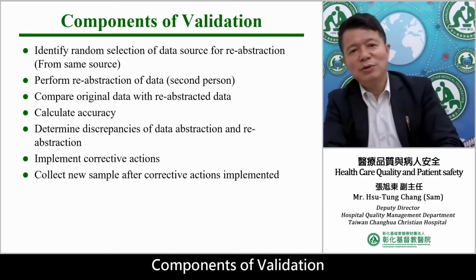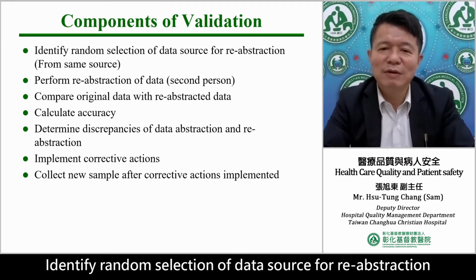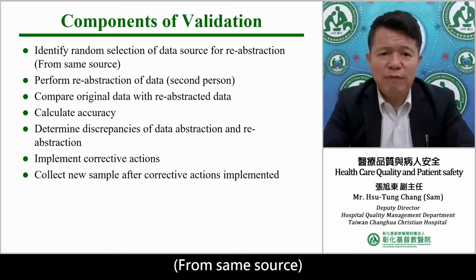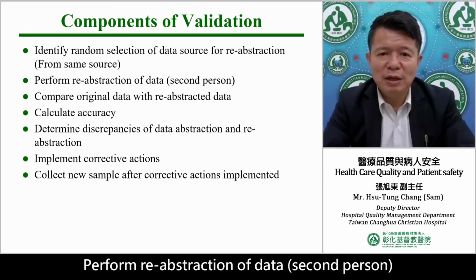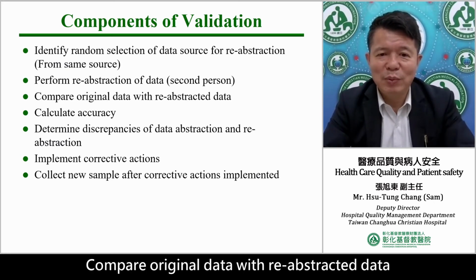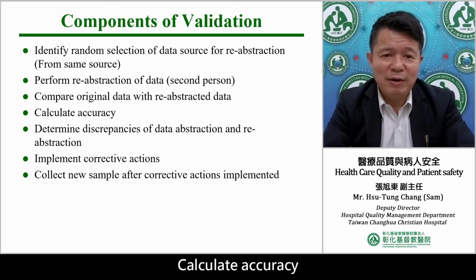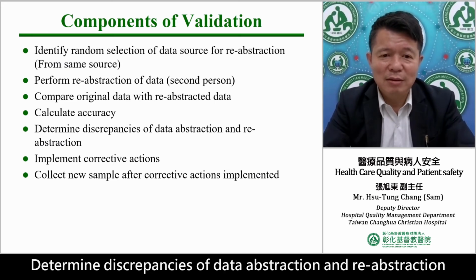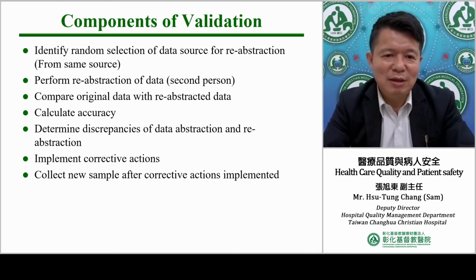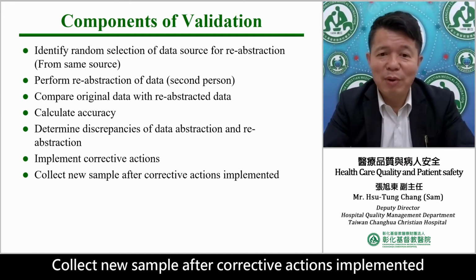Components of validation: identify a random selection of data sources for the abstraction from the same sources. Perform the abstraction of data by a second person. Compare original data with the abstracted data. Calculate accuracy, determine discrepancies of data abstraction and re-abstraction, implement corrective actions, and collect a new sample after corrective actions are implemented.